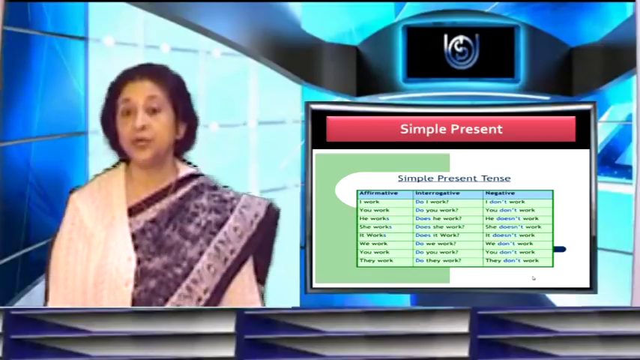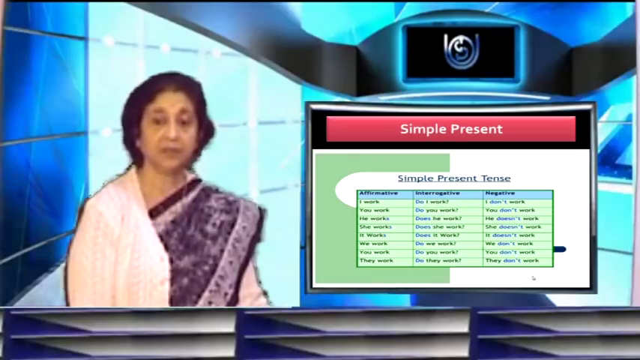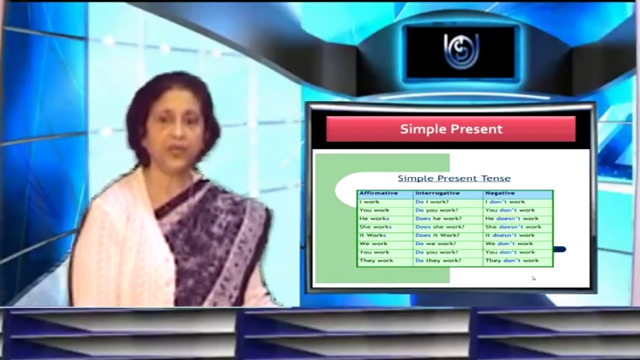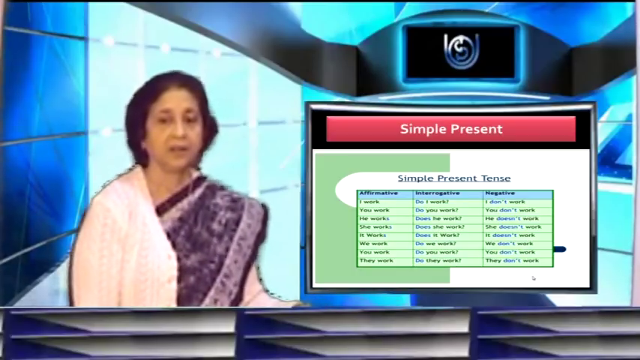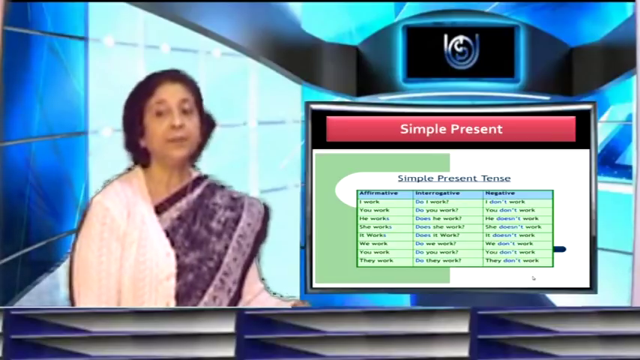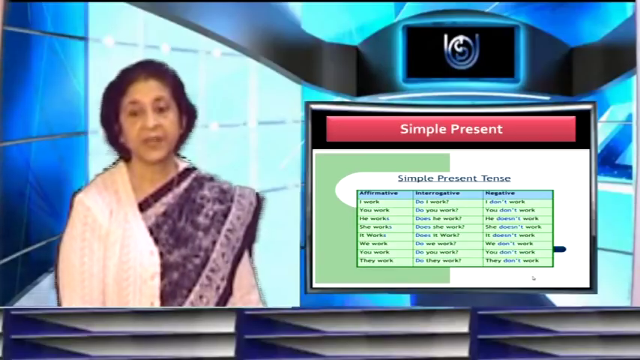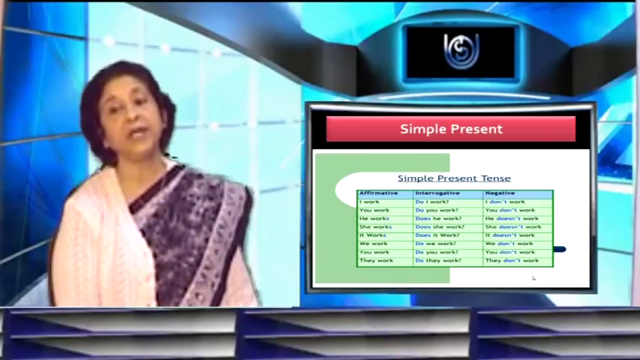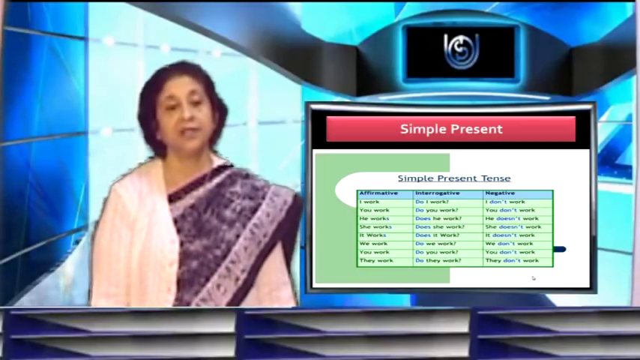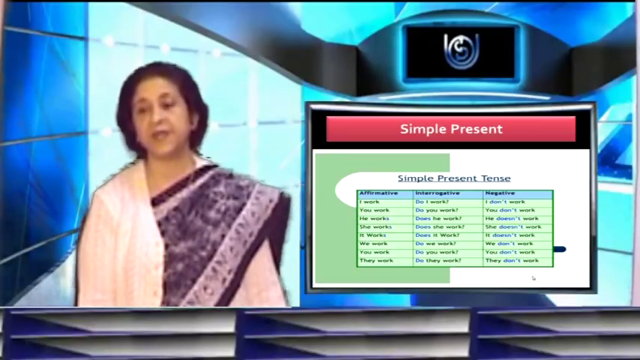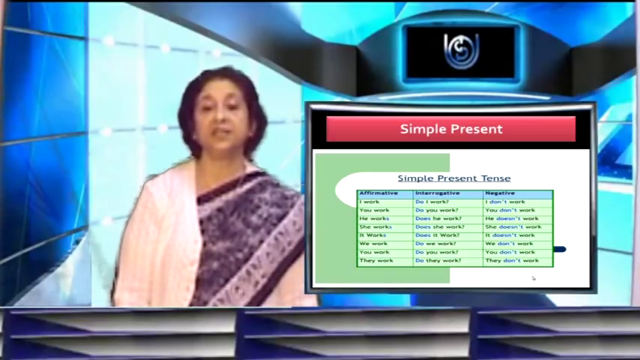And when it is I, you or they, plural, with I and you as exceptions, with I we use am, with you we use are. Otherwise with all plurals we use are or do. In simple present tense it is they work. Only the first form of verb is there. So when we change it into an interrogative sentence, it is do they work. It becomes do and the first form of verb is there. Negative, they don't work. So the concept of do and does is very clear to you.